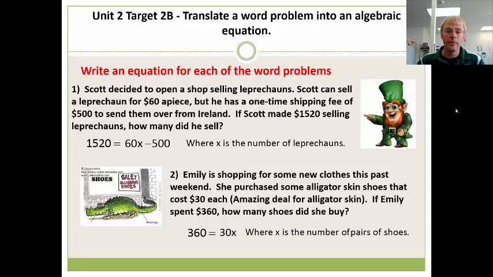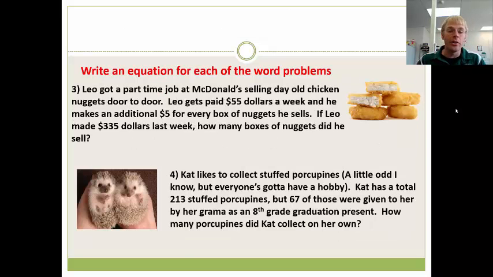Now that we've gone through a couple together, we have a problem here about Leo getting a part-time job and Kat collecting some stuffed porcupines. We want you to try on your own. Your goal is not to solve an equation, but just write an equation which would help us find whatever it is we're being asked to find in each problem. So go ahead and pause the video and give it a shot now.